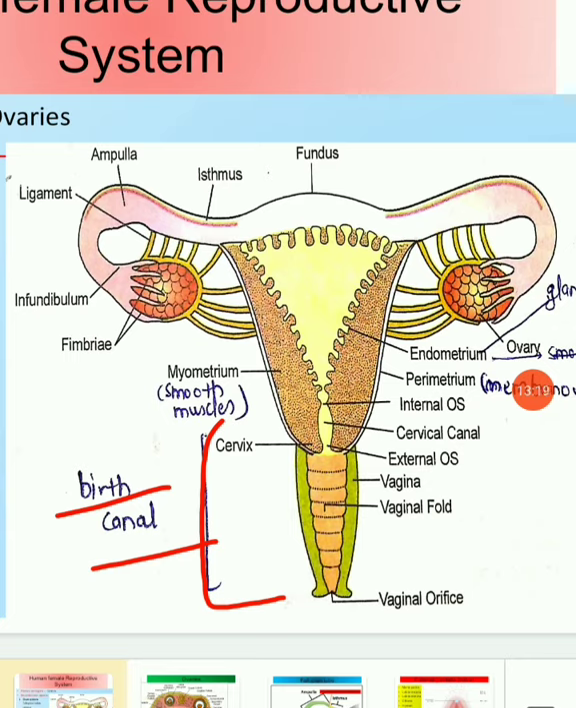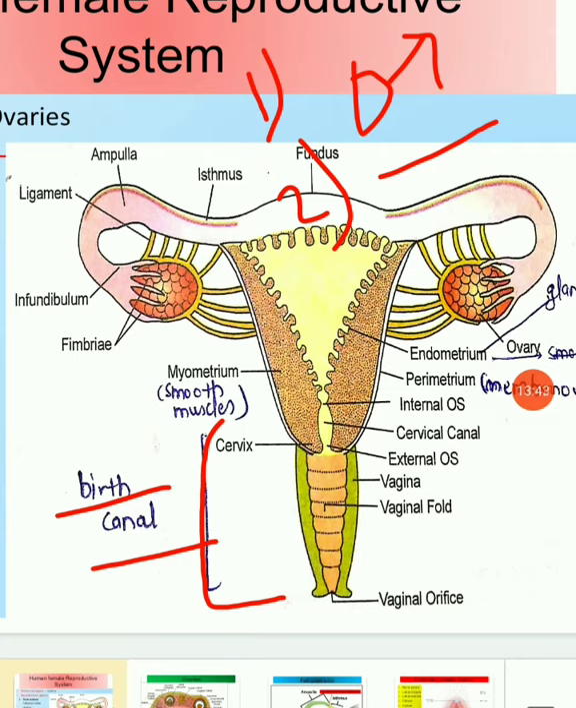Now the vagina and the cervix make a structure which is called the birth canal. So if I ask what is the function of the vagina for the reproductive system, it receives the male gamete during insemination. That is the first function. And what is the second function? It serves as a birth canal during parturition, because through this only the fetus comes out.